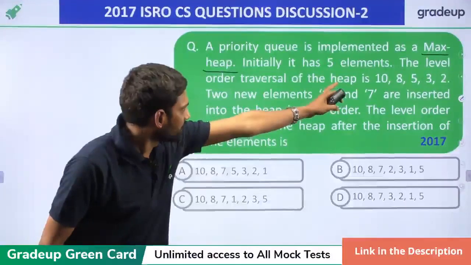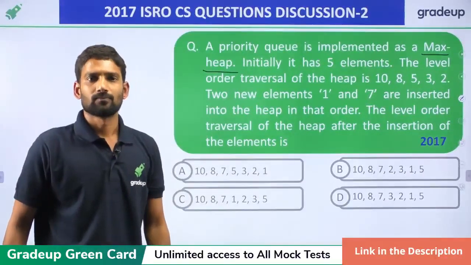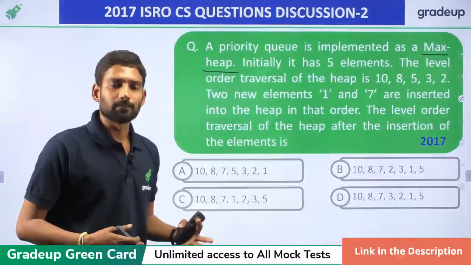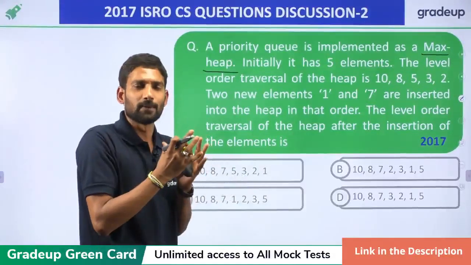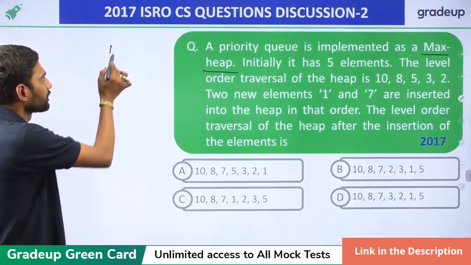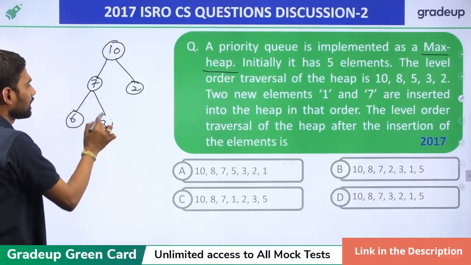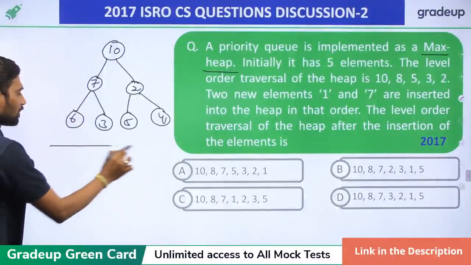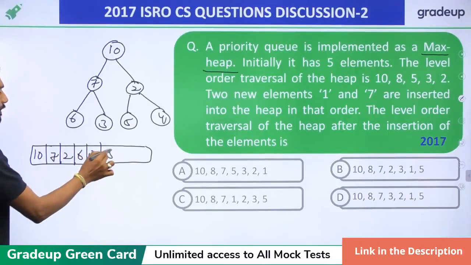Max heap. Initially it has 5 elements. The level order traversal is 10, 8, 5, 3, 2. Guys, for heap we require much prerequisite knowledge, so I don't give all the information about heap, but I can brief. Suppose this is the heap tree I am drawing: 10, 7, 2, 6, 3, 5, 4, something I have taken. Whenever you save this, you save it as 10, 7, 2, 6, 3, 5, 4.